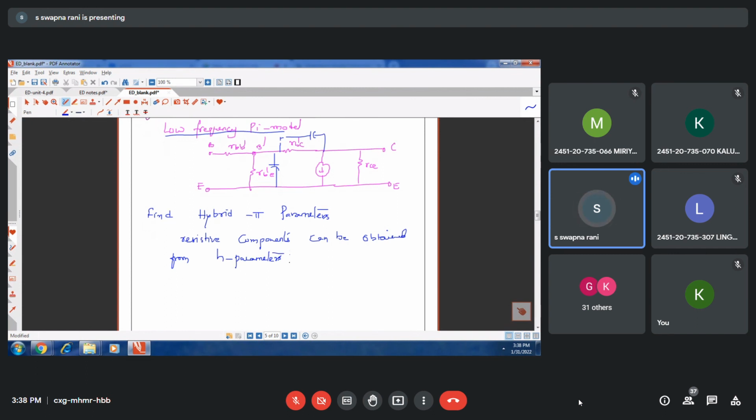So in the next class we will see the relation between hybrid pi and H parameters, very important for long answer. The resistive elements in the hybrid pi model can be related to the H parameters. You can obtain the resistive components if you know the H parameters. How to relate the hybrid pi parameters with the H parameters, that we will see in the next class.